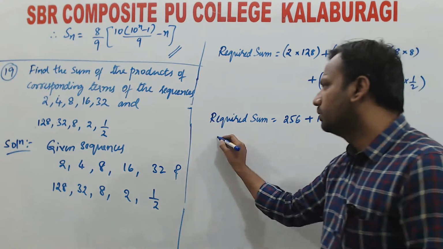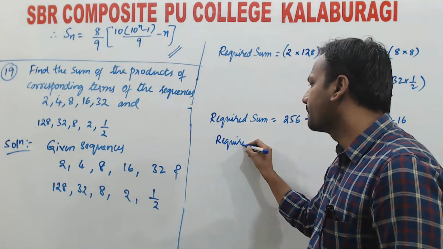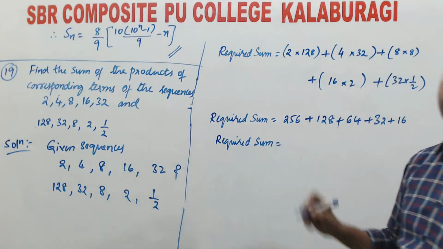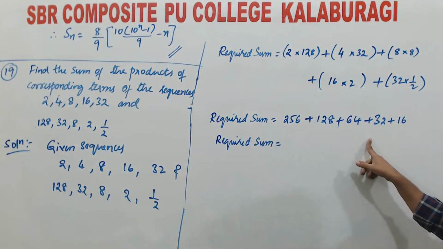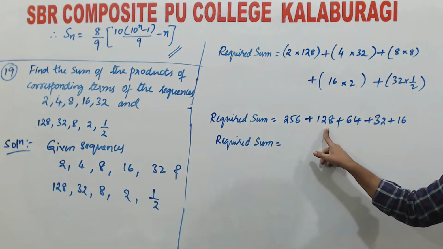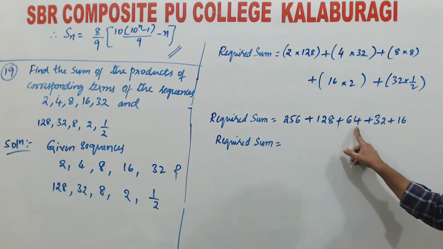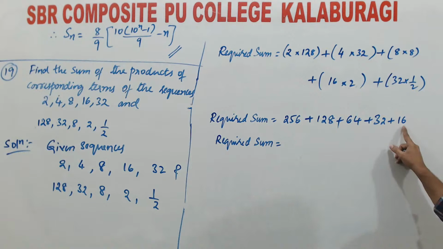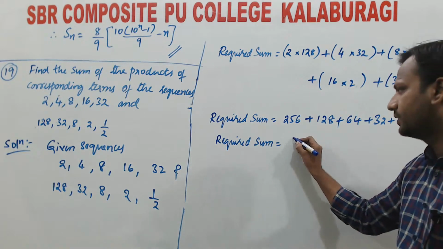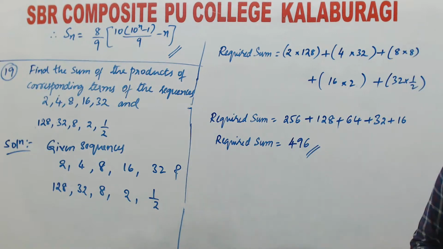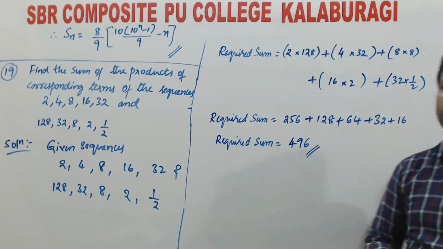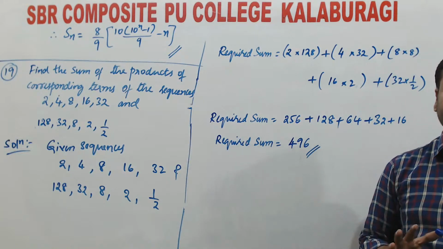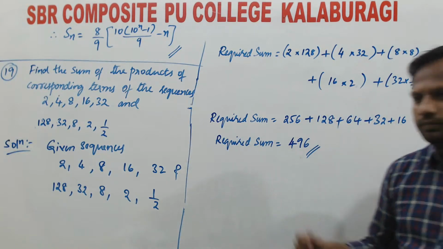They are asking for the required sum here, right? Just simply add it, students. 256 plus 128 is 384. 384 plus 64 is 448. 448 plus 32 is 480. 480 plus 16 is 496. You are getting 496 as the answer. If you add all these terms, the required sum is 496. Got it now? It is a simple thing.